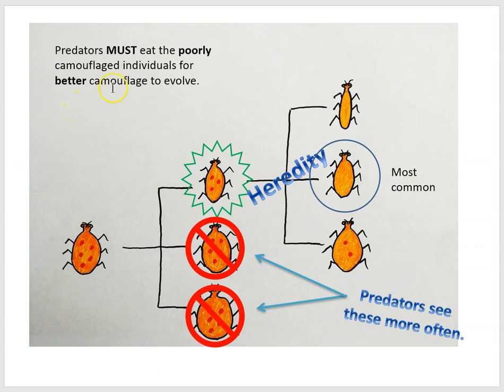Now, predators must eat the poorly camouflaged individuals for better camouflage to evolve. So every generation, there has to be this selection going on, this non-random selection process, if the whole population is to evolve better and better camouflage. So the selection pressure must be physically interacting with the population, must be taking out some individuals, leaving behind others who will then pass on that favorable trait to offspring. And with new variation, then that trait can improve over the generations.